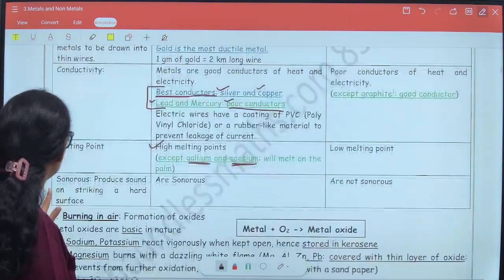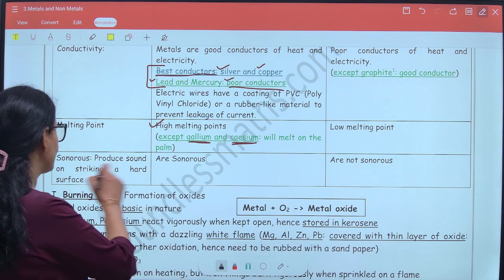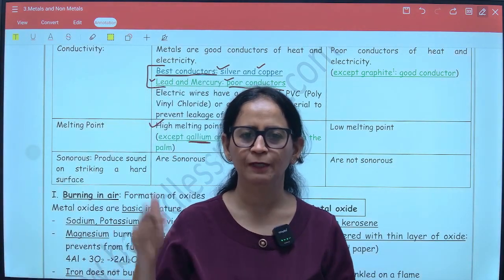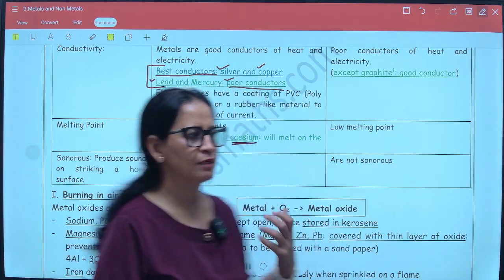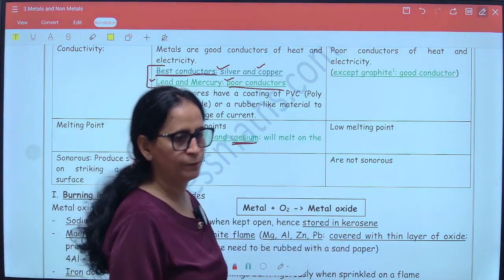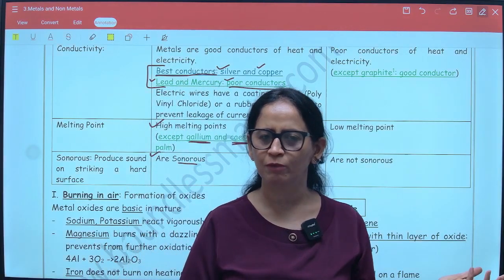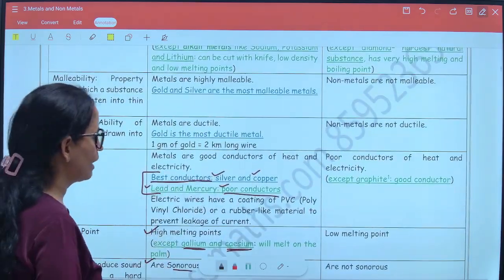And the last property is sonorous. So the metals, they produce sound on striking a hard surface. For example, if you go to the temple, when you strike that bell, you can hear that sonorous sound. So that is being sonorous. So metals are sonorous, whereas non-metals are not. So that is it about all the physical properties of metals and non-metals. It is very important that you learn the exceptions for both these categories.